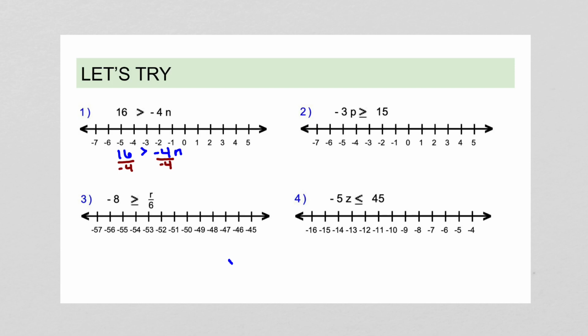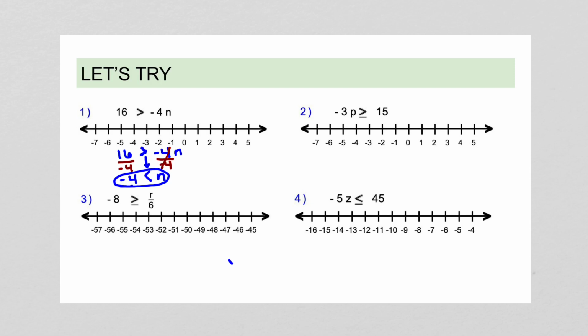Now, on the right side, I only have n left, and on the left side, I have negative 4, right? Because 16 divided by negative 4, well, a positive divided by a negative is negative. So now I'm going to test that. I'm going to go ahead and flip the sign. So it was greater than. Now I'm going to make it less than. So this is what I think my answer is. N is less than negative 4.